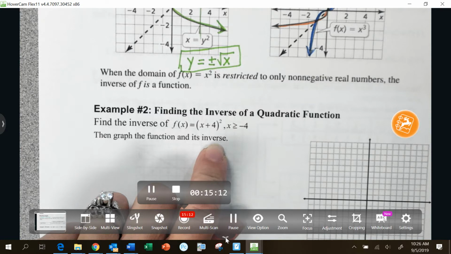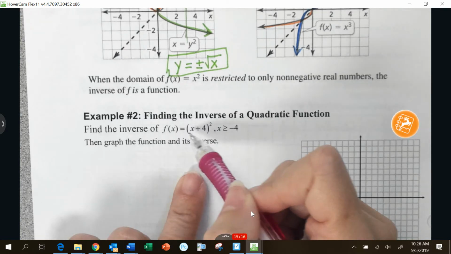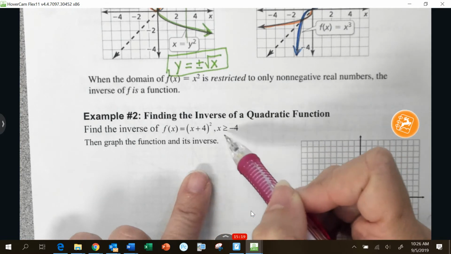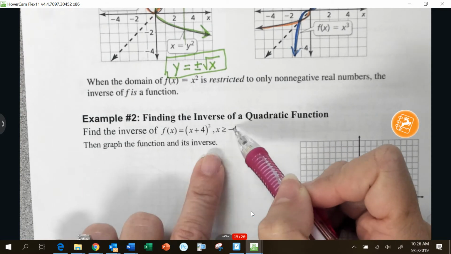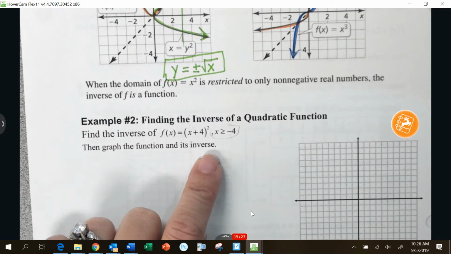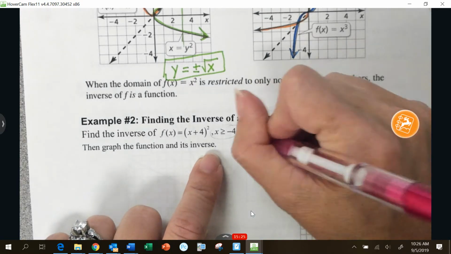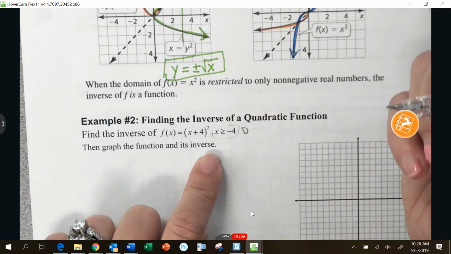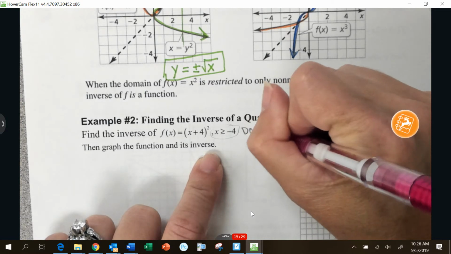So example 2: f of x equals x plus 4 squared, comma, x is greater than or equal to negative 4. This has a domain restriction, like when we did piecewise functions, the domain restriction.